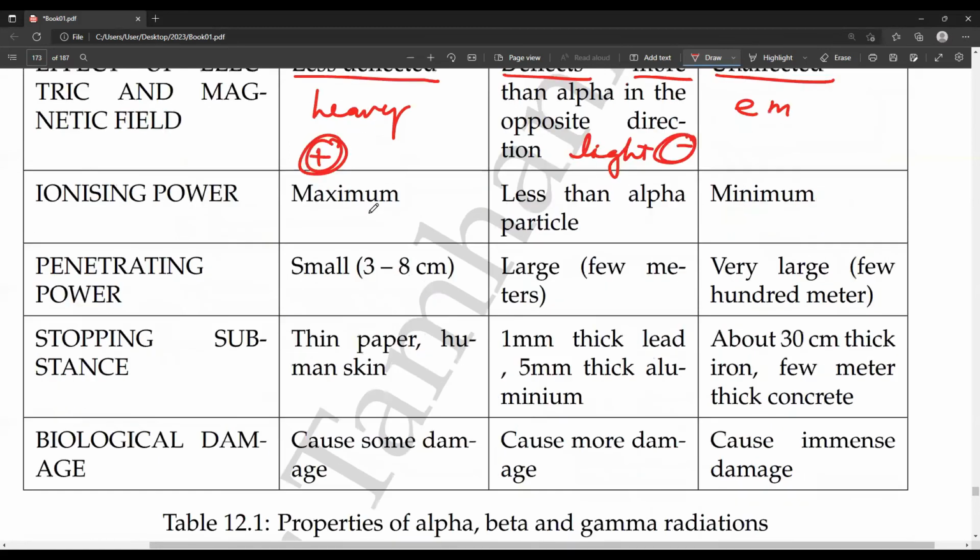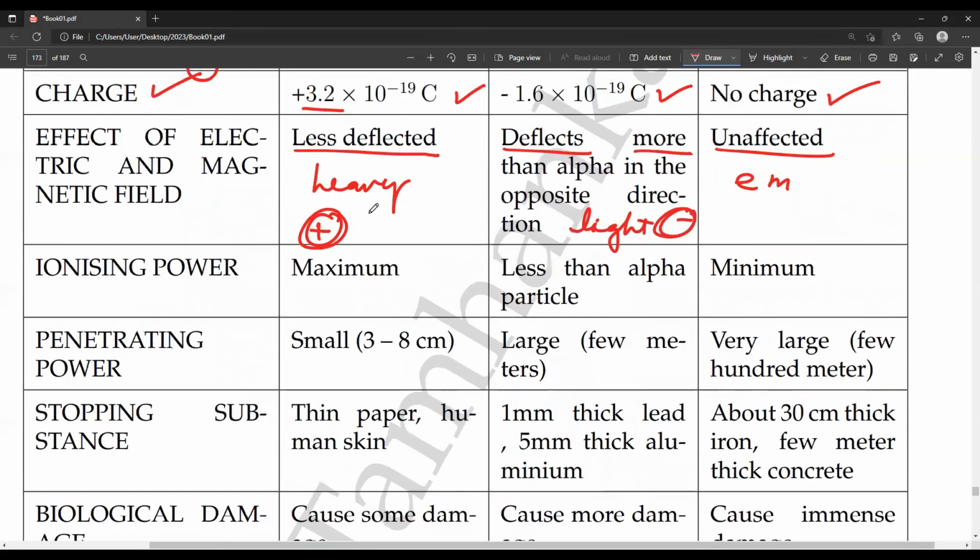Okay. Does anyone know the meaning of ionizing power? What is the meaning of ionizing? So is it when you form ions from a polar covalent compound? And how do you form ions? So by dissolving them in water. No.